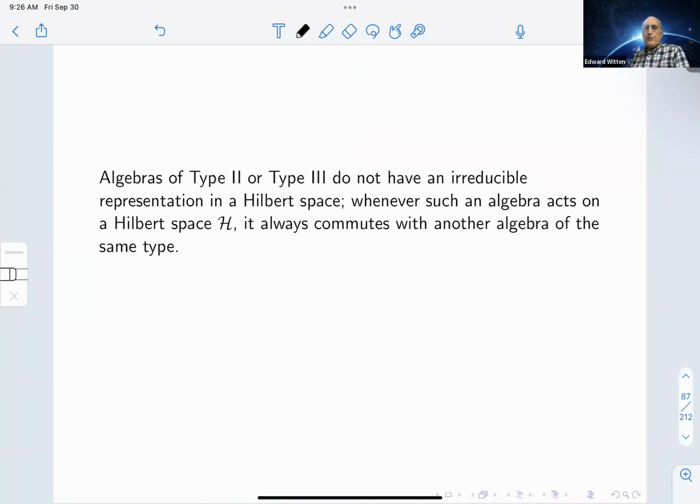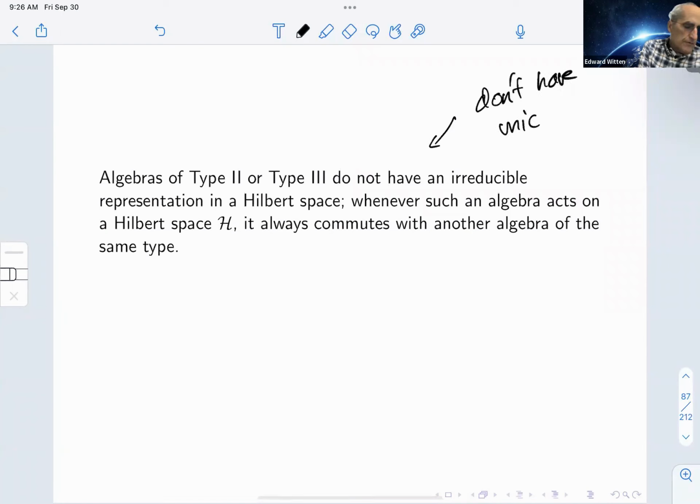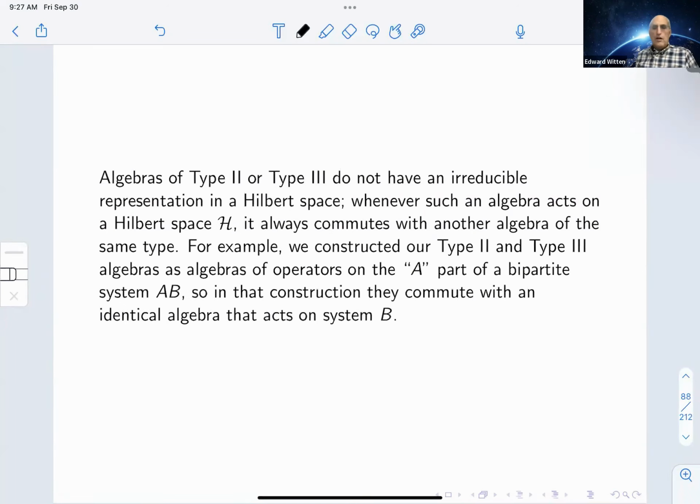Now, algebras of type 2 or 3 do not have an irreducible representation in Hilbert space. Another way to say it is that they don't have microstates. A microstate would be a vector, a pure state, in an irreducible representation of the algebra. But these algebras don't have an irreducible representation. Whenever a type 2 or type 3 algebra acts on a Hilbert space, it always commutes with another type 2 or type 3 algebra. For example, in the construction I gave you of type 2 and type 3 algebras, as algebras that act on the A part of a bipartite system AB, they commute with an identical algebra on system B. So in that construction, our type 2 or type 3 algebra commuted with another type 2 or type 3 algebra, and that's actually inevitable.